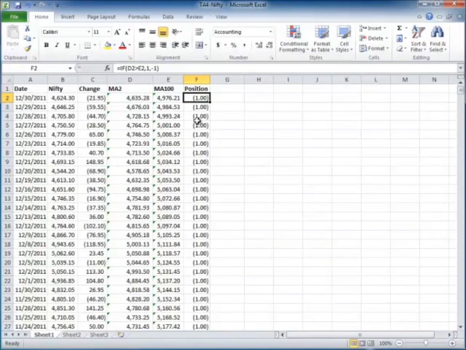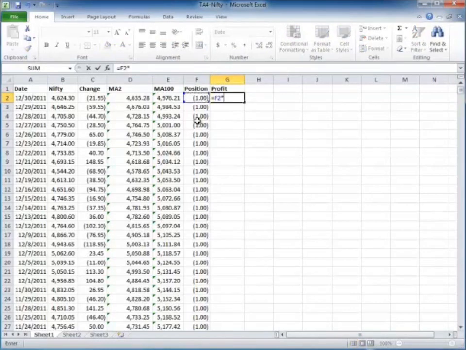And now what we will do is calculate how much money we would make for each position. Now this is fairly straightforward, right? Because 1 is long and -1 is short, it means that we just need to multiply the position by the change. So this position in column F times the change in column C. Alright, so this will be profit. This equals the position times the change.